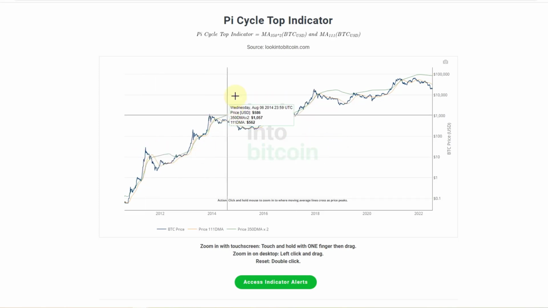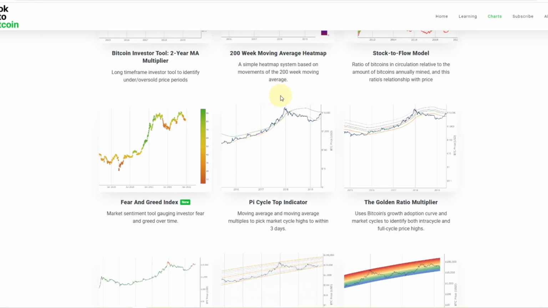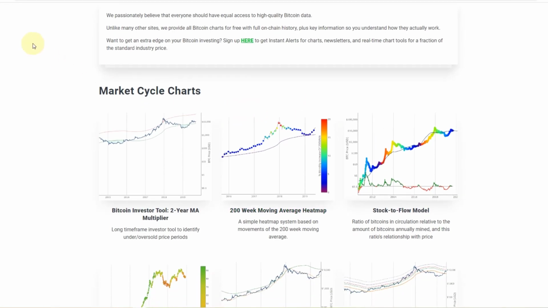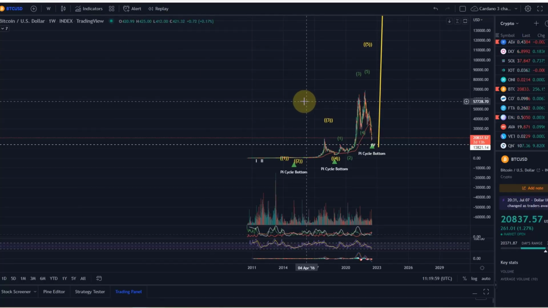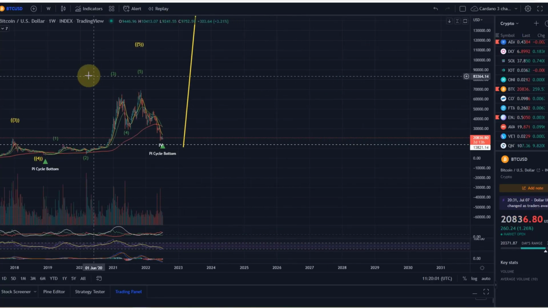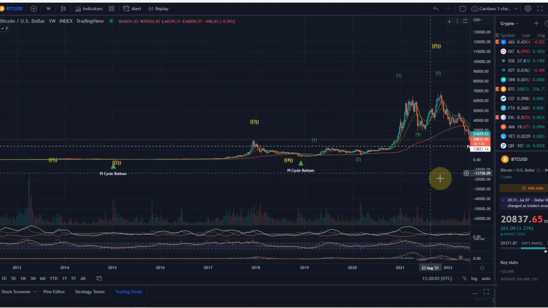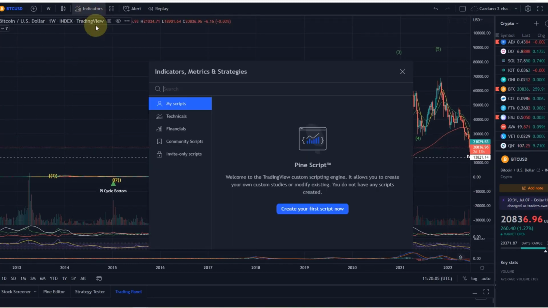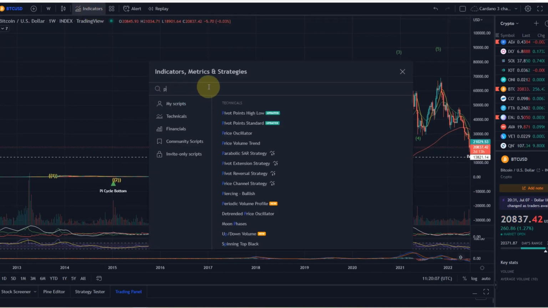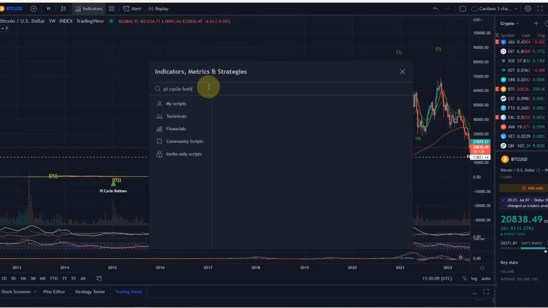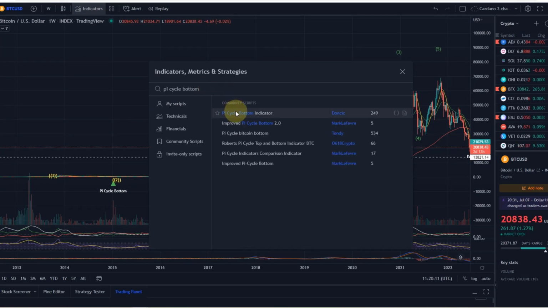Now, there is also the Pi Cycle bottom indicator, which is doing the opposite thing. Basically, it gives you an idea when the bear market low could be reached. Now, again, it is not to be found currently on lookintobitcoin.com, but we can use TradingView. And on TradingView, if you're looking at the Bitcoin chart, you can add the indicator, which is called Pi Cycle bottom. And then you can see this Pi Cycle bottom indicator.